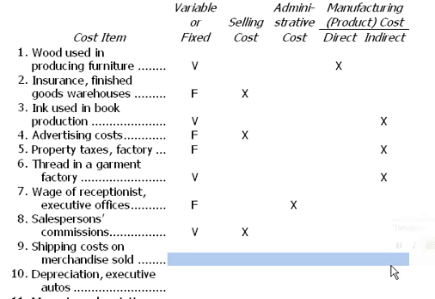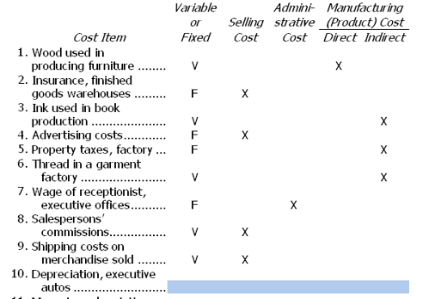All right, now let's take a look at shipping costs on merchandise sold. Well, shipping cost on outbound freight is usually considered a selling cost. And the more we sell, the more we'll incur. So we should see that as a variable cost. And that's what it looks like.